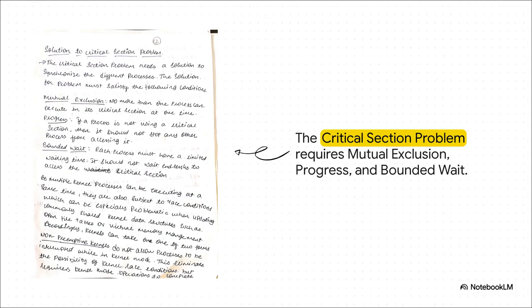The formal name for this whole mess is the critical section problem. A critical section is just any piece of code that touches that shared data. And for any solution to be considered correct, it has to meet three strict conditions you see here: mutual exclusion, only one in at a time; progress, no one gets stuck; and bounded wait, everyone eventually gets a turn.